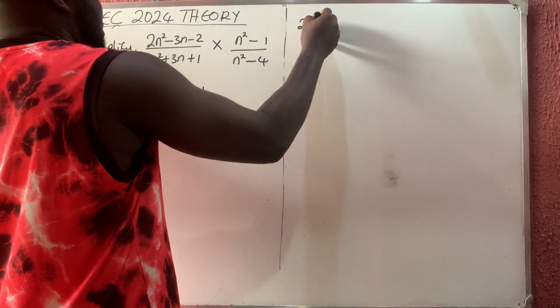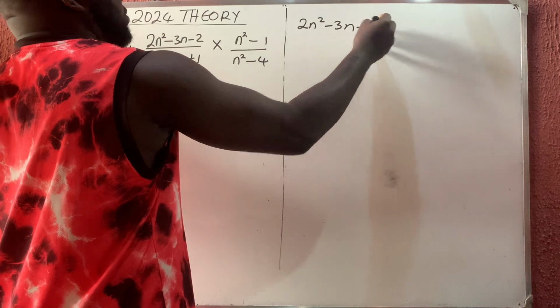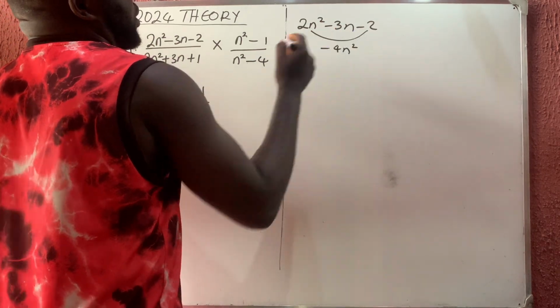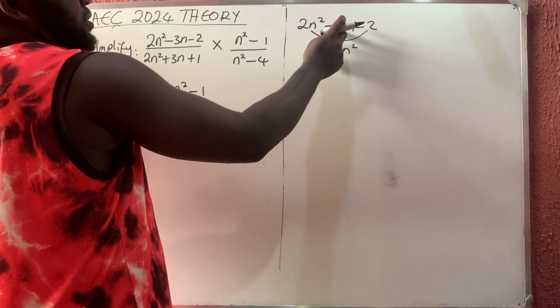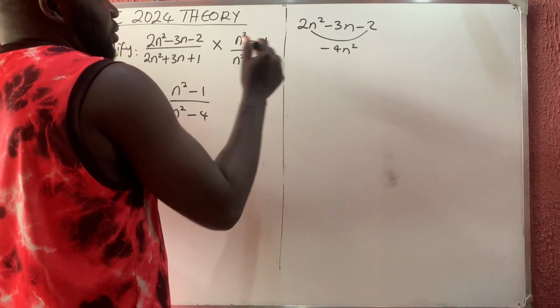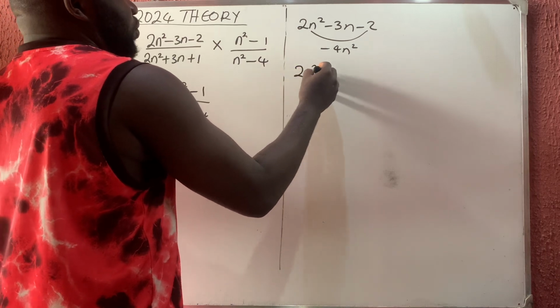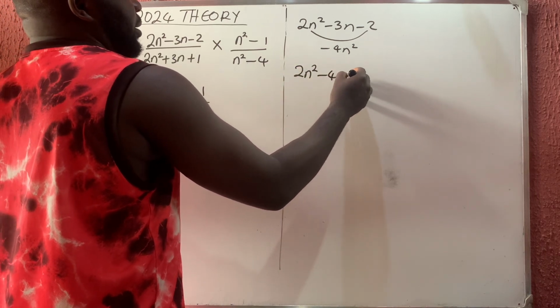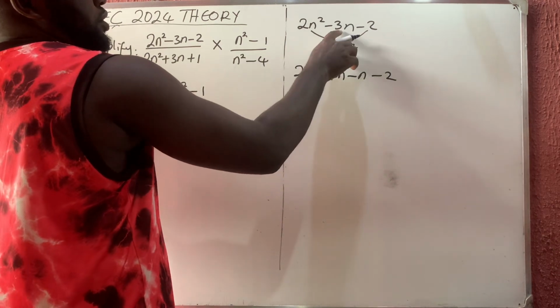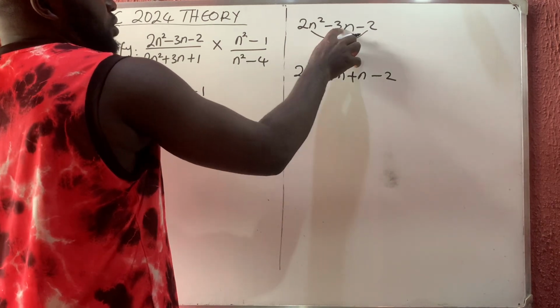So I have 2n² - 3n - 2. You multiply this and this to give you -4n². So what are the two things to replace this? It's obviously -4 and 1. So this is 2n² - 4n + n - 2. This and this will still give us this.